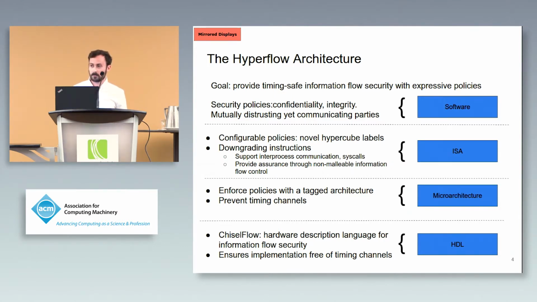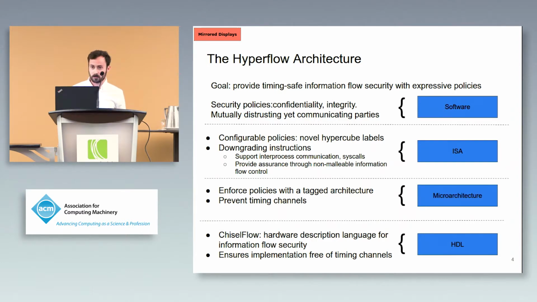But in the Hyperflow architecture, rather than enforcing noninterference strictly, Hyperflow also needs to allow policies which allow communication. To support this, Hyperflow also supports downgrading instructions, which support communication needed for inter-process communication and system calls, yet still provide assurance despite this communication.